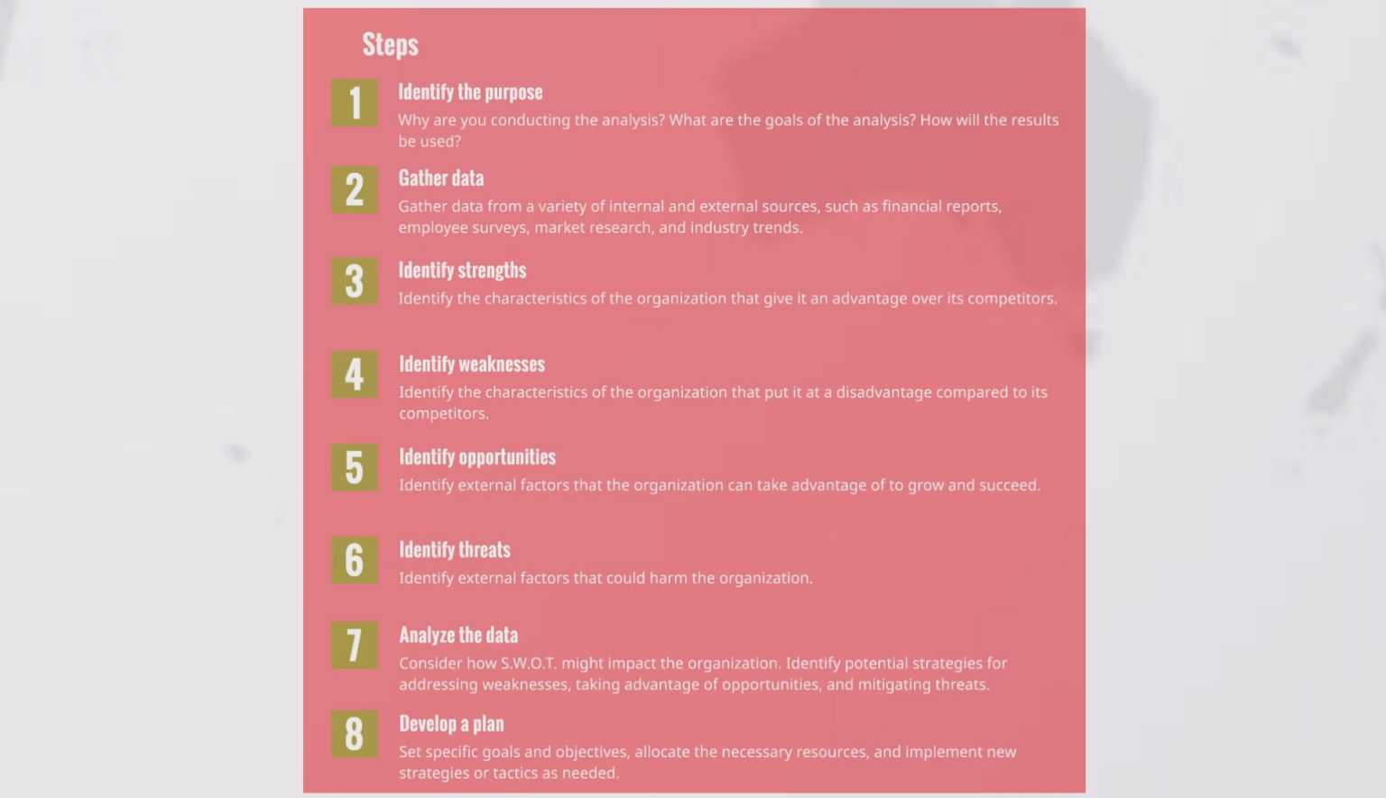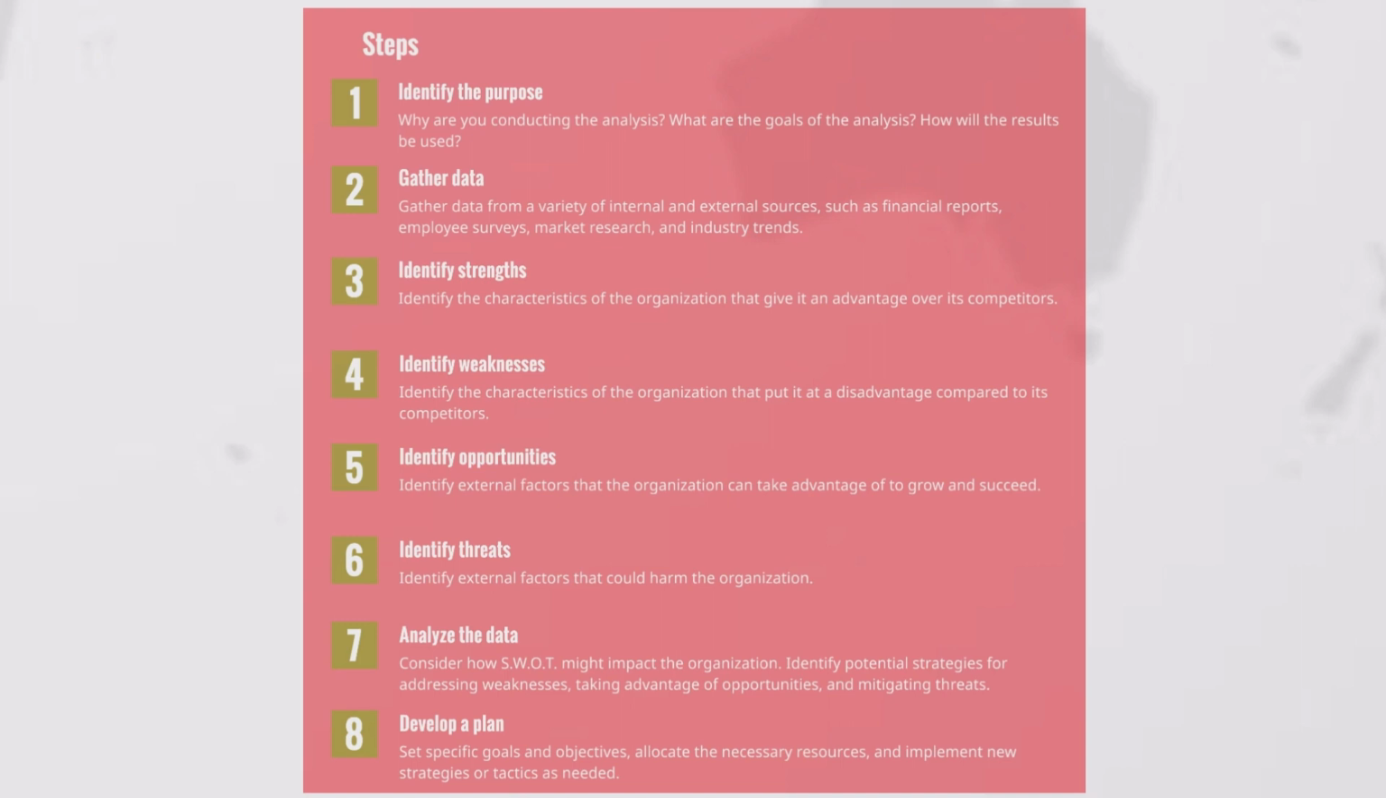Step 4. Identify your organization or project's weaknesses. These are the internal factors that limit your success and put you at a competitive disadvantage. Step 5. Identify your organization or project's opportunities. These are the external factors that would help you achieve your goals and improve your performance.